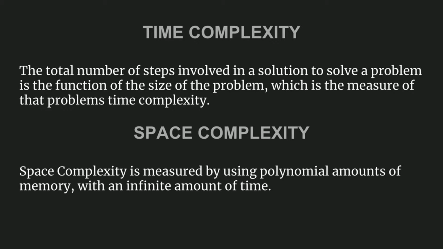The total number of steps involved in a solution to solve a problem is a function of the size of the problem, which is the measure of that problem's time complexity, while the space complexity is measured by using polynomial amounts of memory with an infinite amount of time. The difference between the time complexity and space complexity is that space can be reused, and determinism or non-determinism do not affect the space complexity.